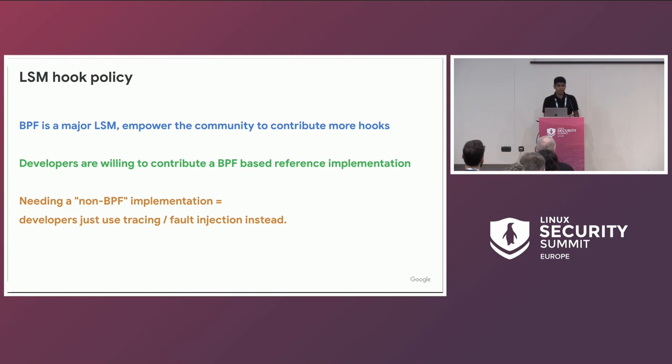let's not require these people to contribute a non-BPF-based implementation. I think we should require them to contribute an implementation that exercises the policy in the mainline kernel, a reference implementation, self-test, or something. But requiring them to contribute an implementation for an LSM framework, or an LSM, that they're not aware of is just raising the barrier to something where people say, okay, I'll just use tracing or fault injection to do my policy enforcement. This is bad for stability, and this is also bad for the cross-pollination of information between two communities.